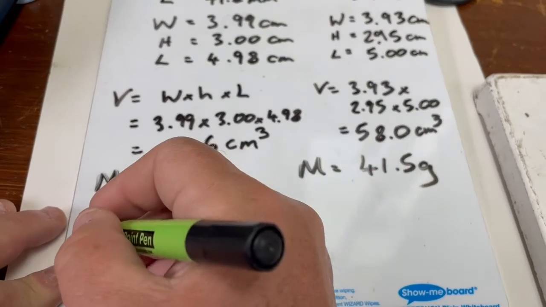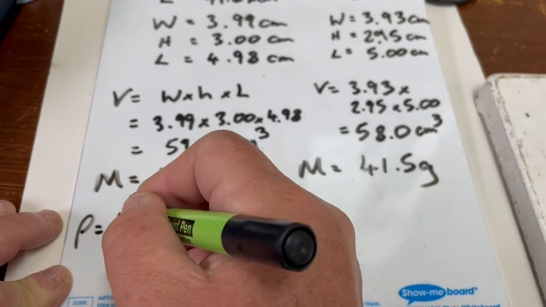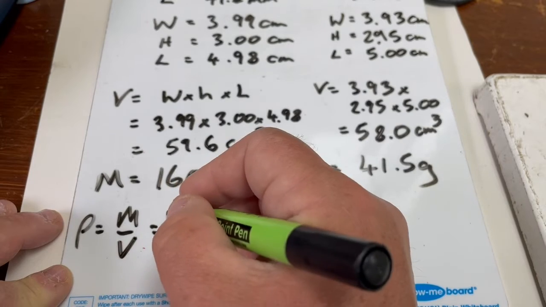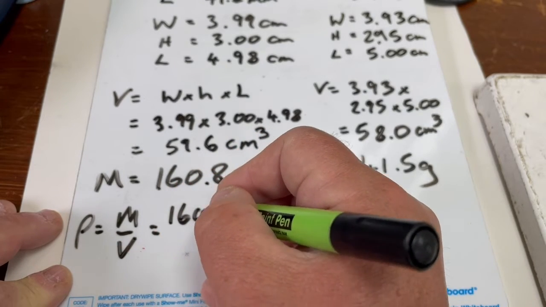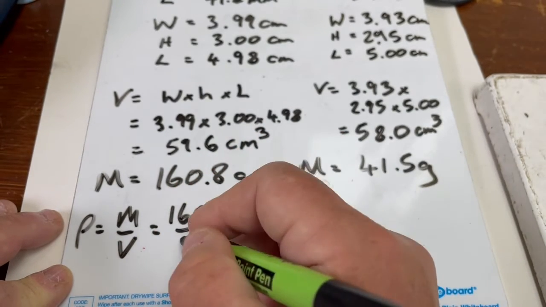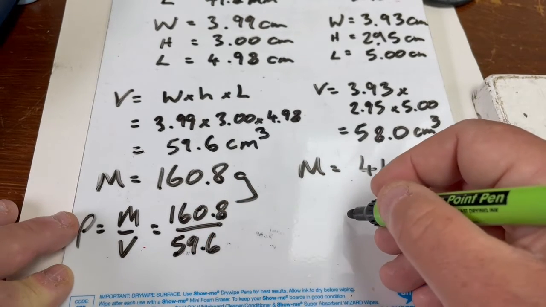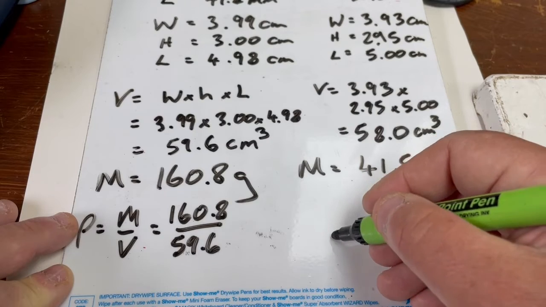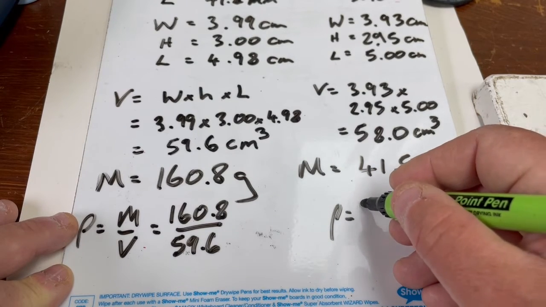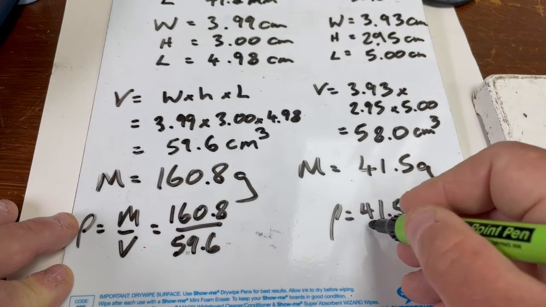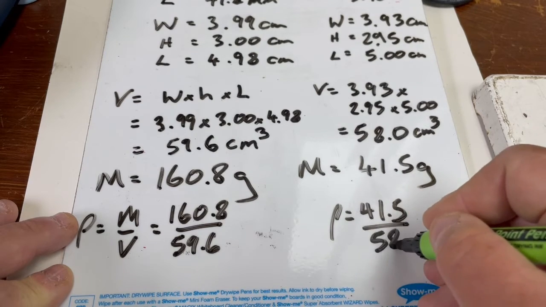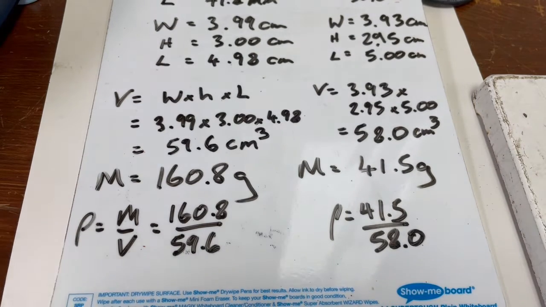So I now have, for both blocks, the aluminium and the wood, the mass and the volume. So the density is equal to mass over volume. So that is going to be 160.8 over 59.6. And for the wood block, the density is going to be equal to 41.5 over 58.0.